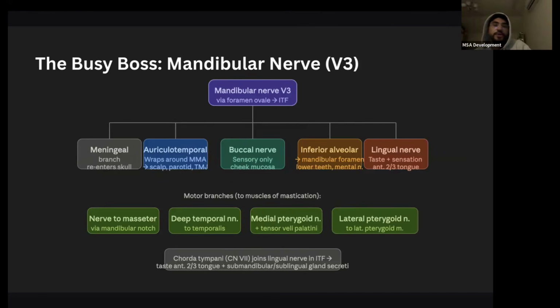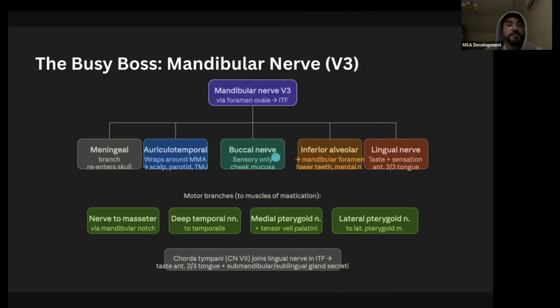Now, the mandibular nerve, which is connected to the infratemporal fossa through the foramen ovale, has a lot of branches that we need to be aware of. So we have meningeal branches, which could just re-enter the skull. We have the auriculotemporal branches, which are very important. We have the buccal nerve. We have the inferior alveolar nerve branches, and we also have the lingual nerve.